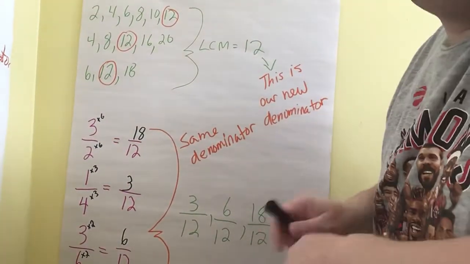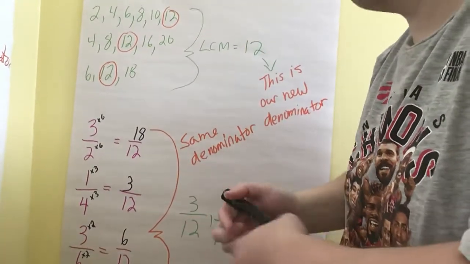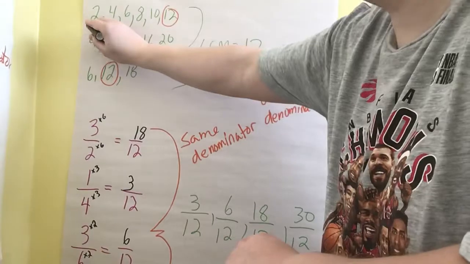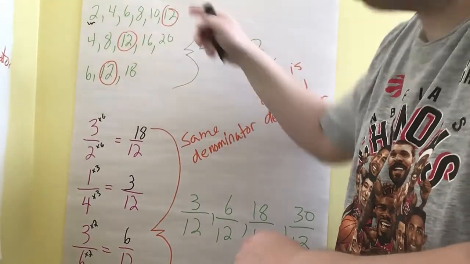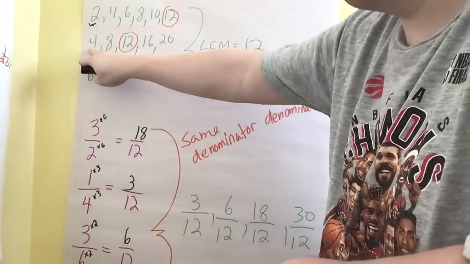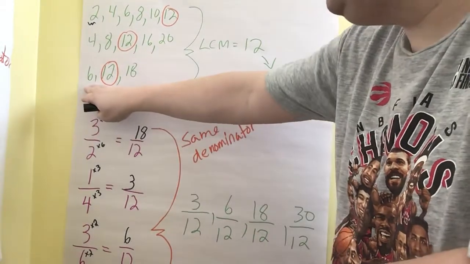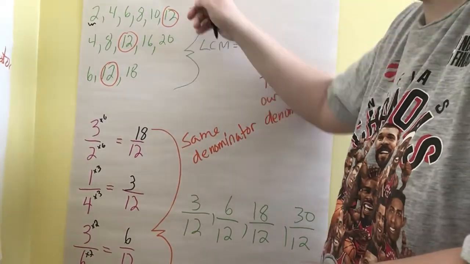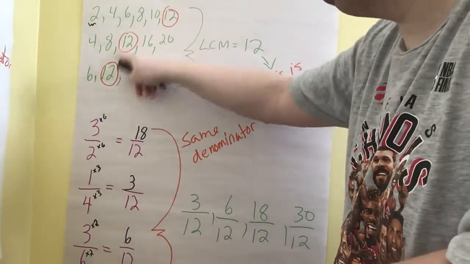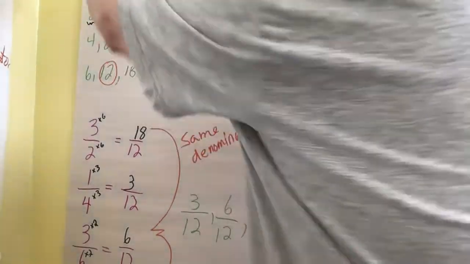All right, so looking up here, lowest common multiple. So multiples, remember, you're skip counting by the given number. So in this case, 2, I'm skip counting by 2s. 2, 4, 6, 8, 10, 12. 4, I'm skip counting by 4. 4, 8, 12, 16, 20. And 6, I'm skip counting by 6. 6, 12, 18. Remember, common multiple of all 3 numbers, which is 12. Okay? Knowing your times table will make this go a lot quicker too.